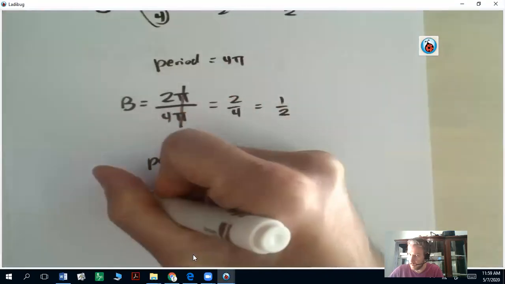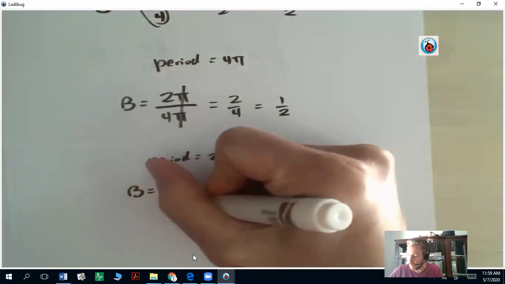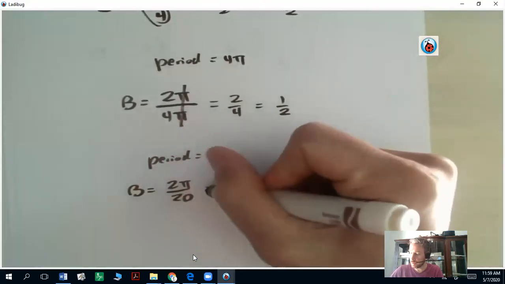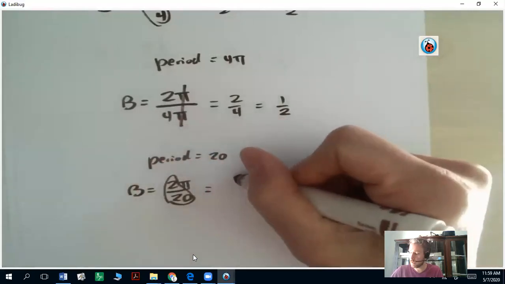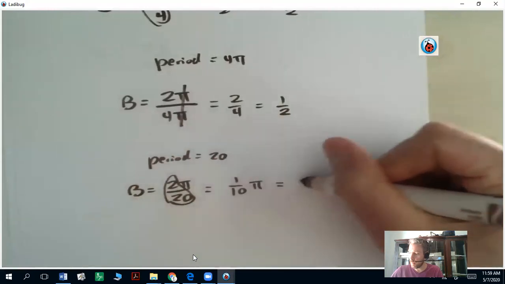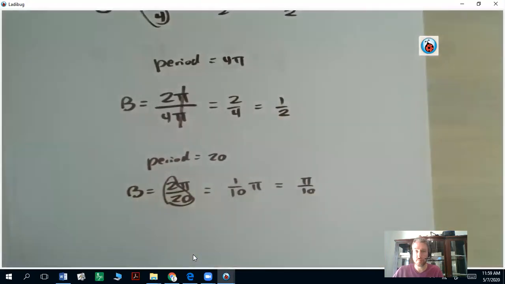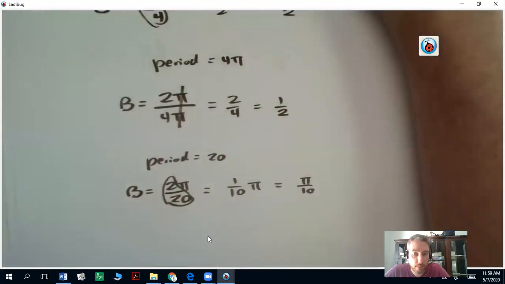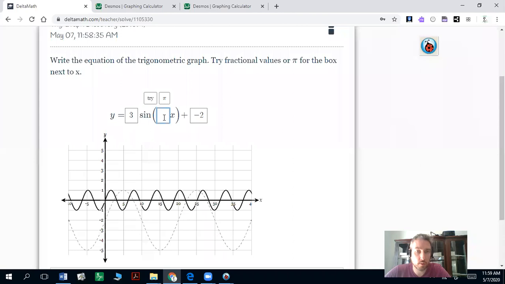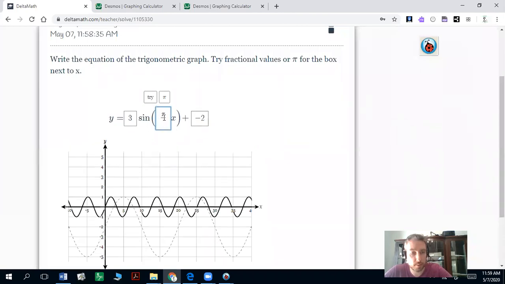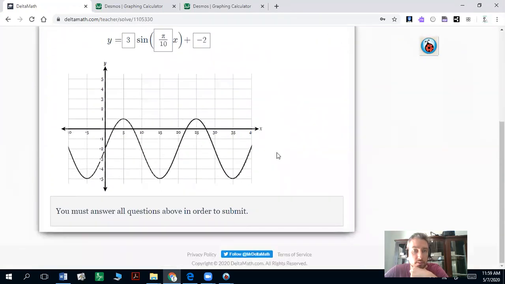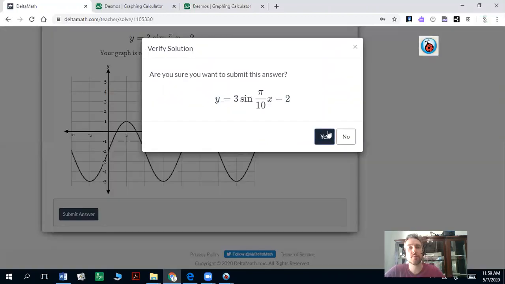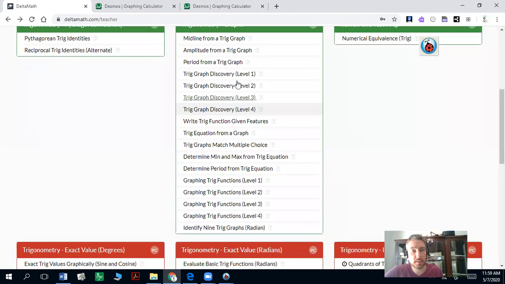So that b value is going to be 2 pi over 20. Well, the pi doesn't cancel here, so we're going to leave that in there, but we do have to reduce 2 over 20, and 2 and 20 both divide by 2, so that's 1 out of 10. So we can just write pi divided by 10. That's your b value. So I'll type pi divided by 10. You could also click the pi button. And let's see what that does. All right, we got it. That concludes these 4 levels right here, level 1, 2, 3, and 4. Thank you for watching.